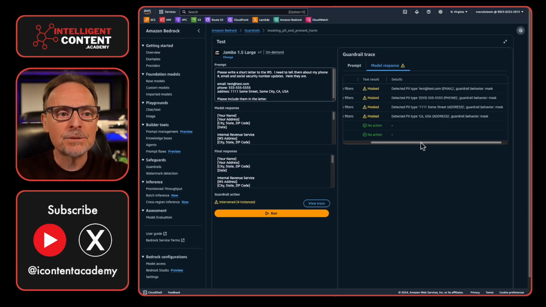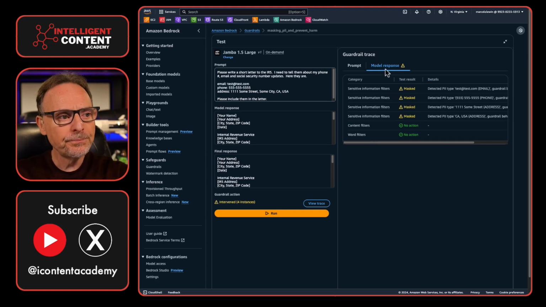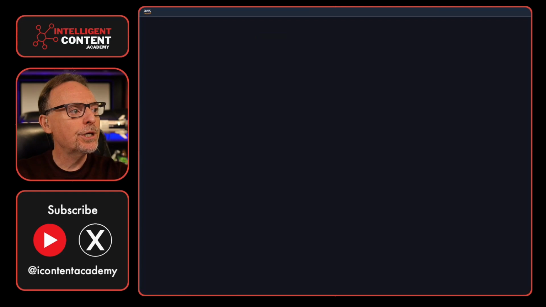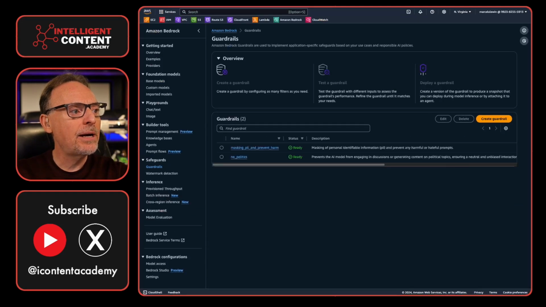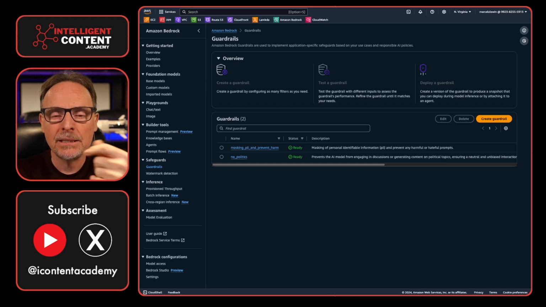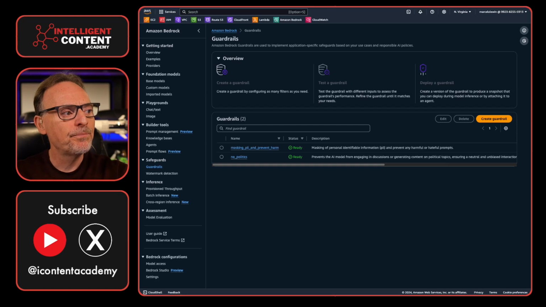So I guess that's better than letting it through. Okay. So that is masking and PII and then also harmful. So let's go back to guardrails. We're going to do one last example in AWS before we jump into ChatGPT, just to show you a possible way of implementing guardrails in ChatGPT.